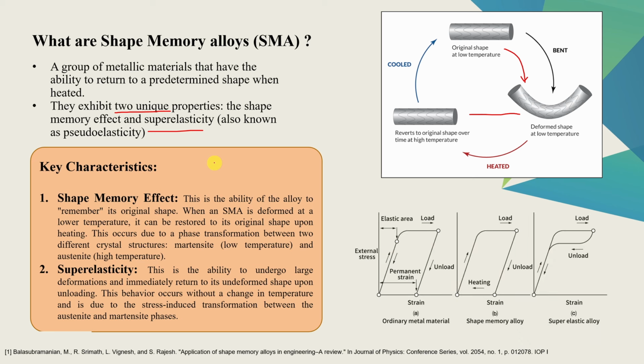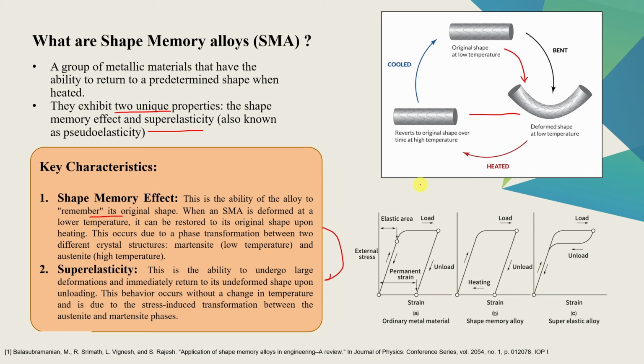Now the shape memory effect, this is the ability to remember its original shape. This is what we just saw here. And the other property, which is known as super elasticity, is the ability to undergo large deformation and immediately return to undeformed shape. There is no heating involved here. And these two properties are kind of linked together. Basically, if you already start with a heated part, then apply some loading and deform it, as soon as you remove the load, it will go back to its original shape because it's already heated. So that comes under super elasticity.